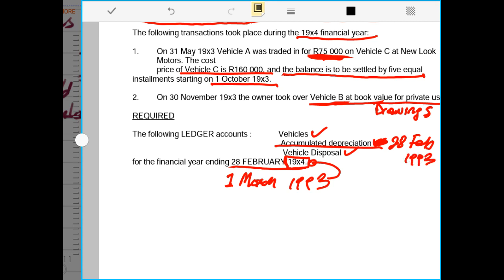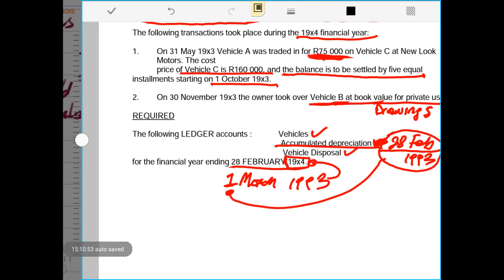We need all the total depreciation for all the assets that were in the business until the end of the year 1993. Then their total depreciation will become an opening balance on the 1st of March 1993. Because when the 1993 accounting period ended, then the 1994 accounting period started on the 1st of March 1993.